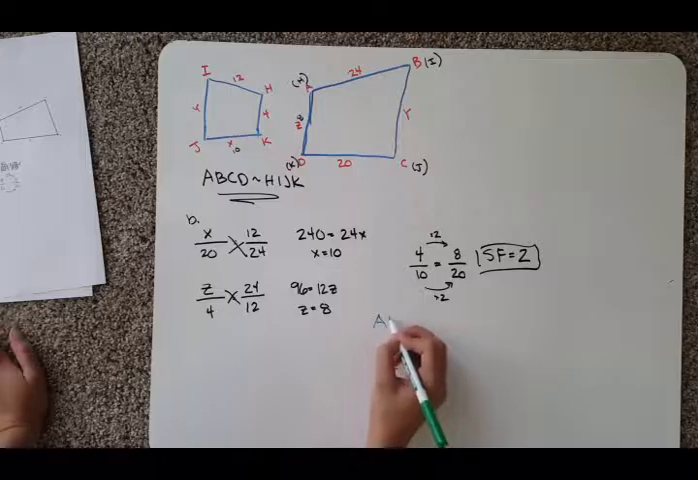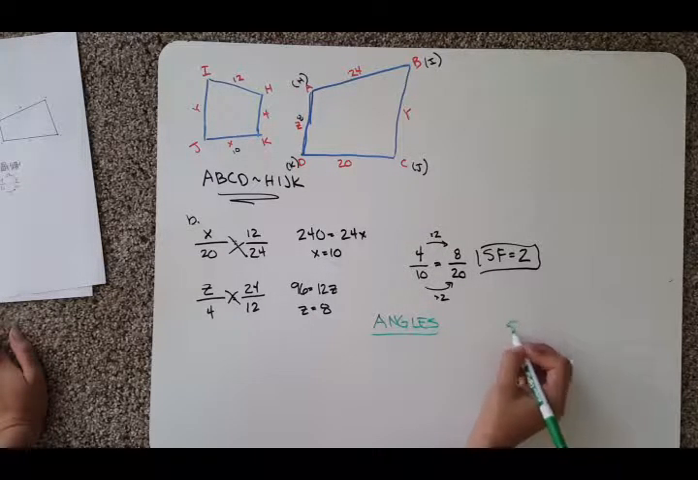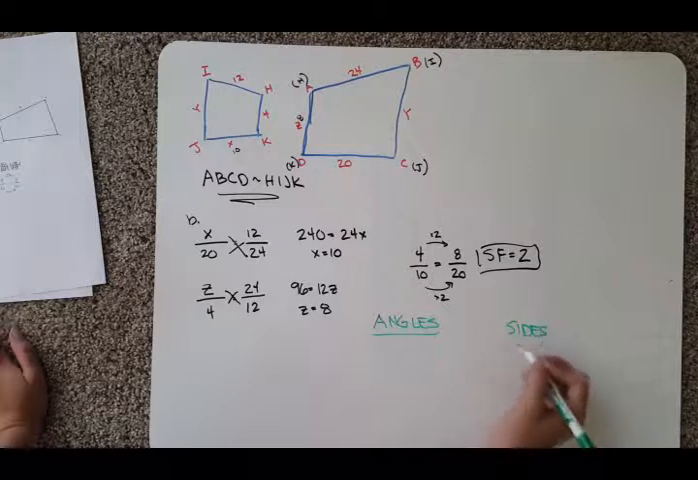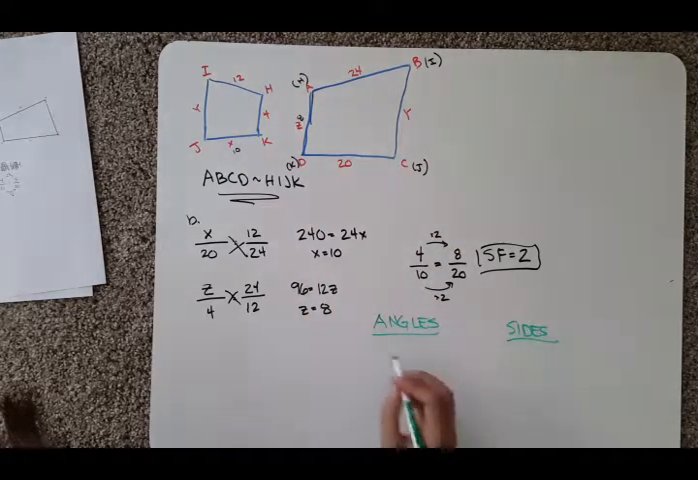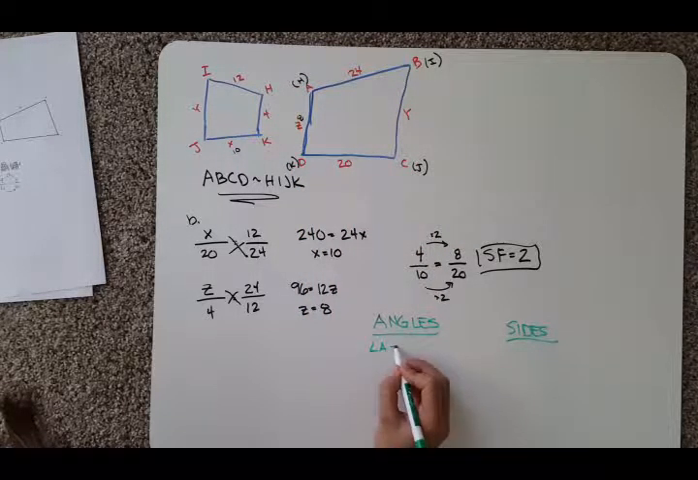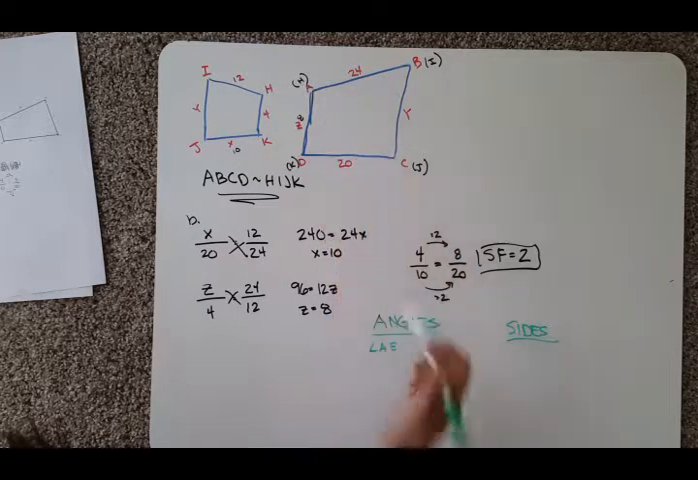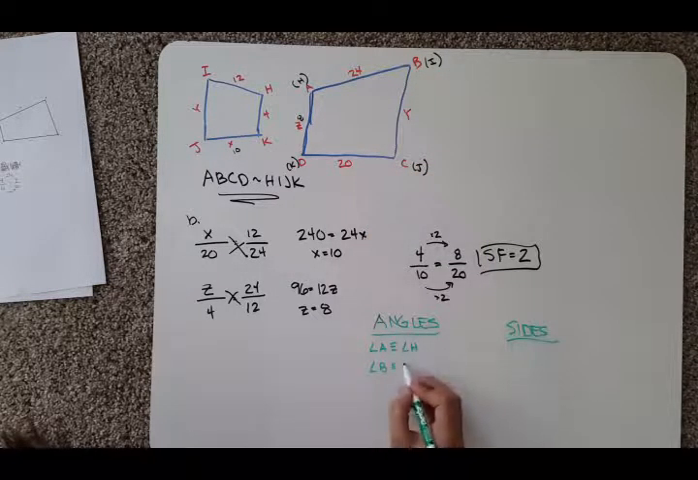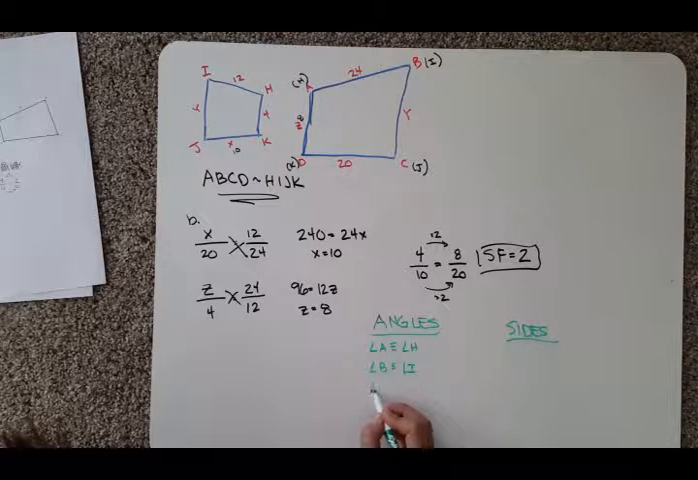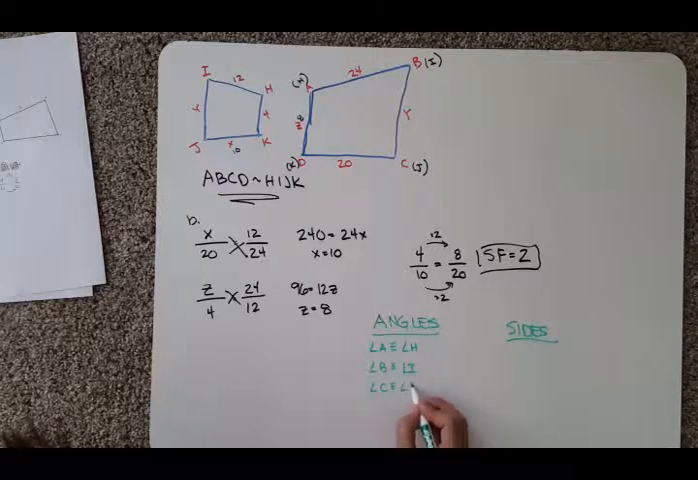So it asks us to list the angles and then the sides. So for the angles, we wrote up here, we can just look up here now to find out. So angle A is congruent to angle H. Angle B is congruent to angle I. And then we can just continue that. J.